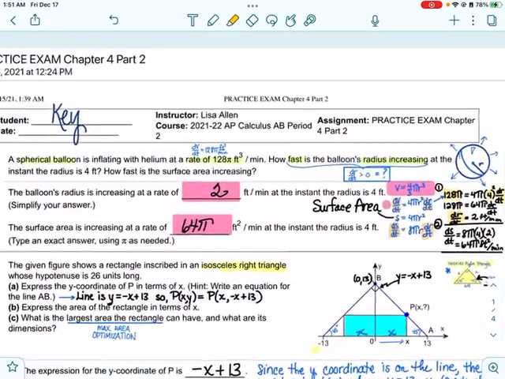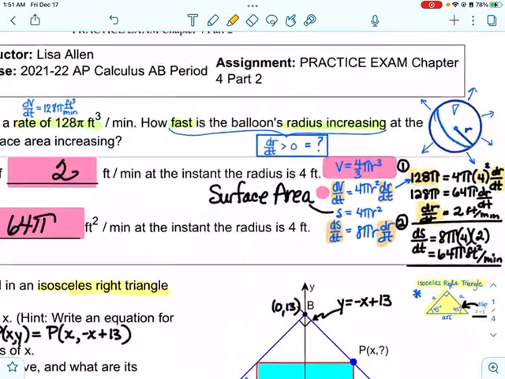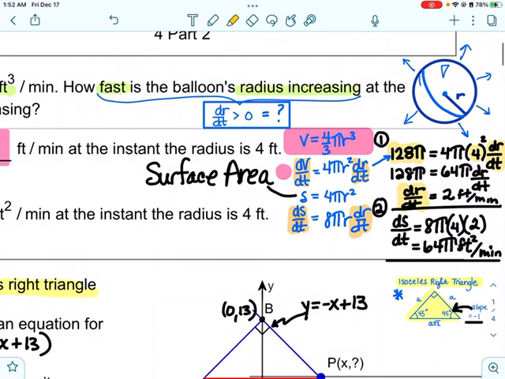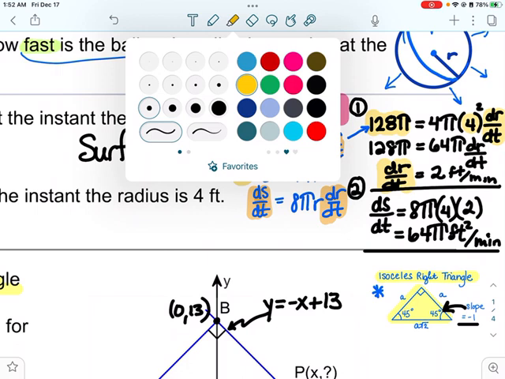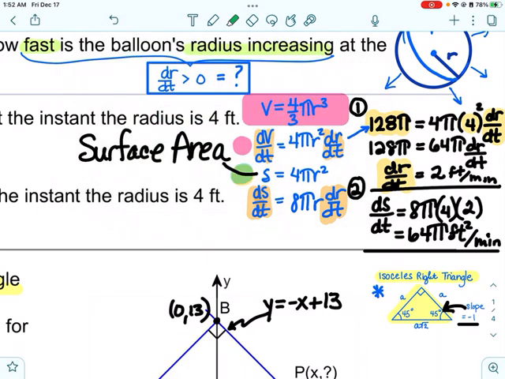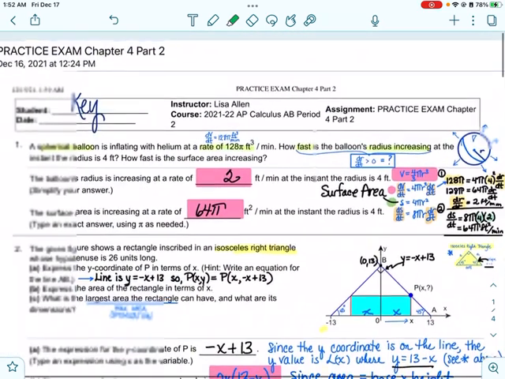And then the second question is asking the surface area is increasing at a rate of what feet squared per minute at the same instant when the radius is 4 feet. So then you have S is equal to 4 pi r squared. So then dS/dt, taking the derivative with respect to time on both sides of the equation, you get 8 pi r dr/dt. And so plugging in for the r and the dr/dt, you easily get dS/dt is 64 feet squared per minute. Okay, and there you have it. That's the first one. So that's a related rate.